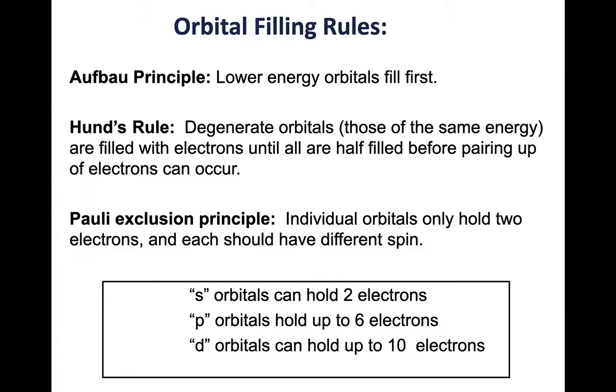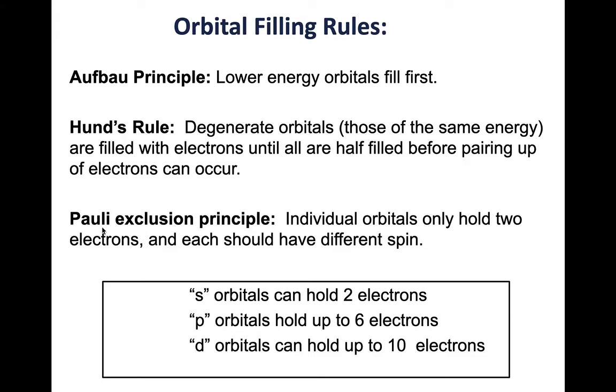There were 3 rules that governed how we filled orbitals. The Aufbau principle said we fill lower energy orbitals first. Hund's rule said orbitals of the same energy are filled with electrons until all are half full before pairing up electrons. So this was if we had 3 rooms, for example, in the p orbitals, we would put 1 electron on each line, 1 in each room, before we'd force any to pair up.